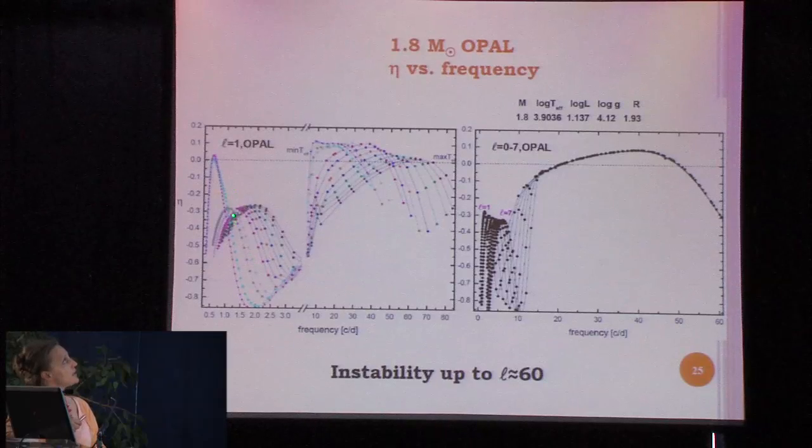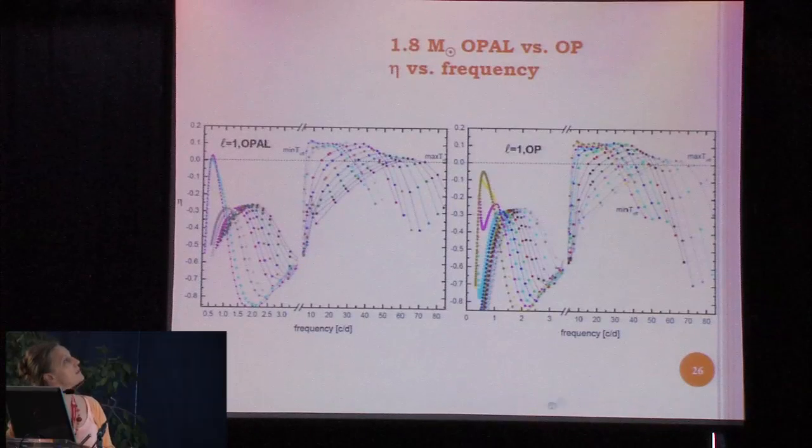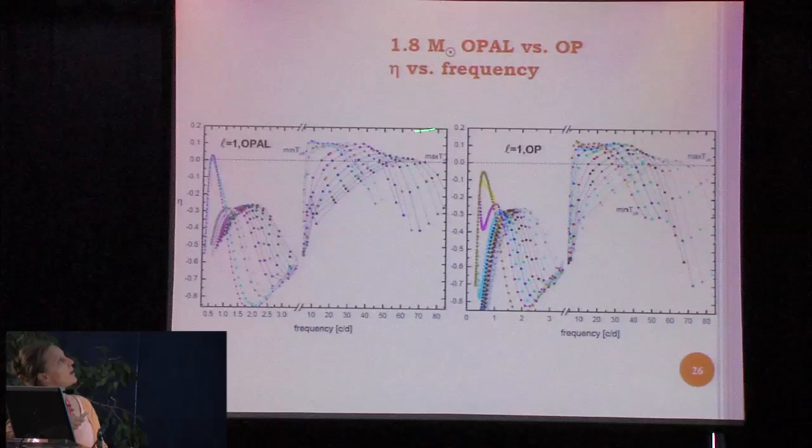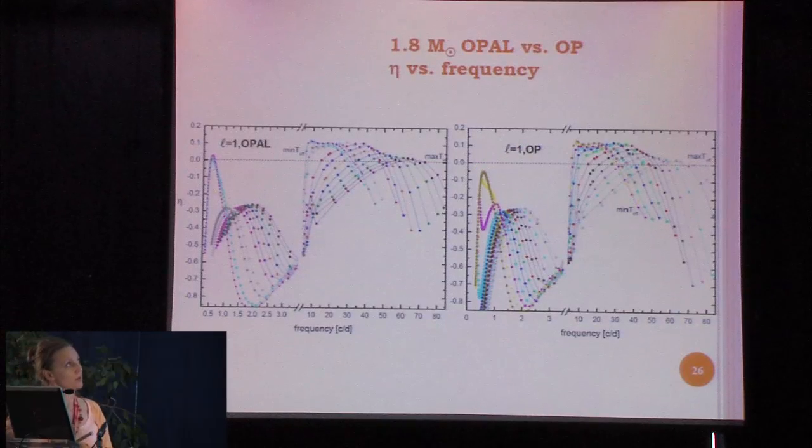1-2 cycles per day. And for models which are more evolved, but still on the main sequence, close to ZAMS, here you have some instability. And on the right, you have instability for modes from L equal 1 to L equal 7. And for this model, I found instability up to L equal 16. And this is just a comparison between OPAL and OP. This local maximum of eta is lower in the case of OP models.